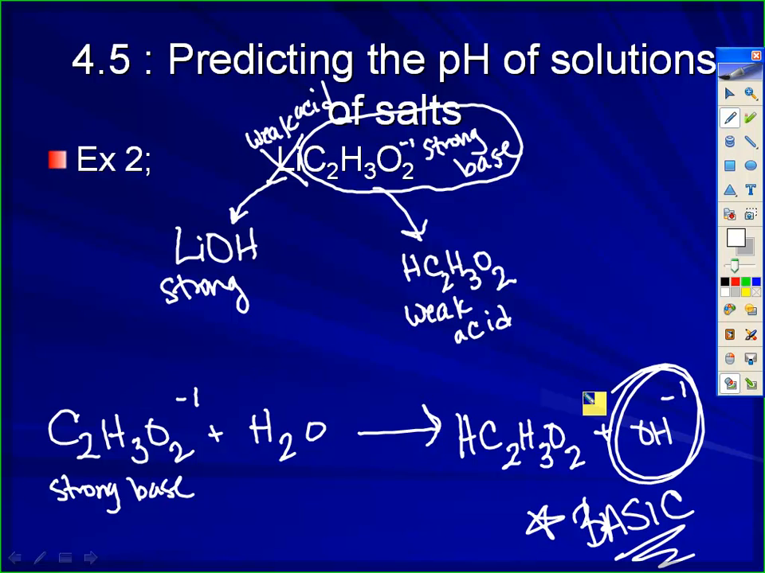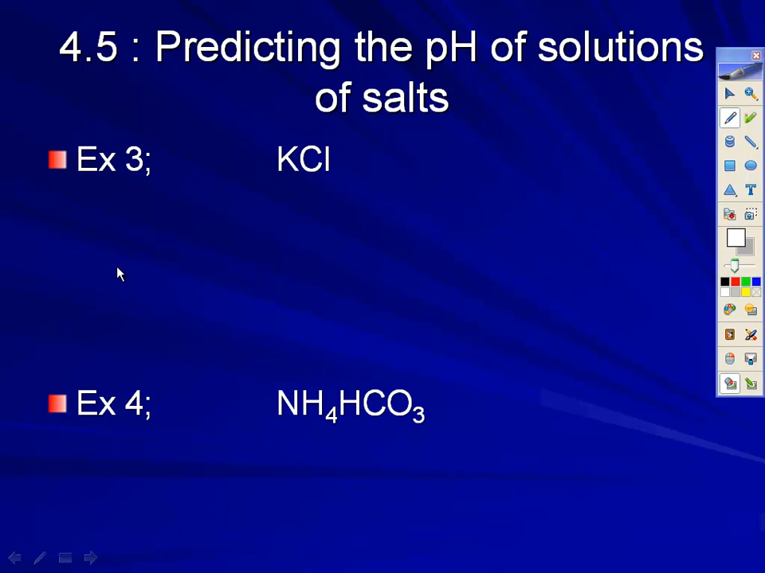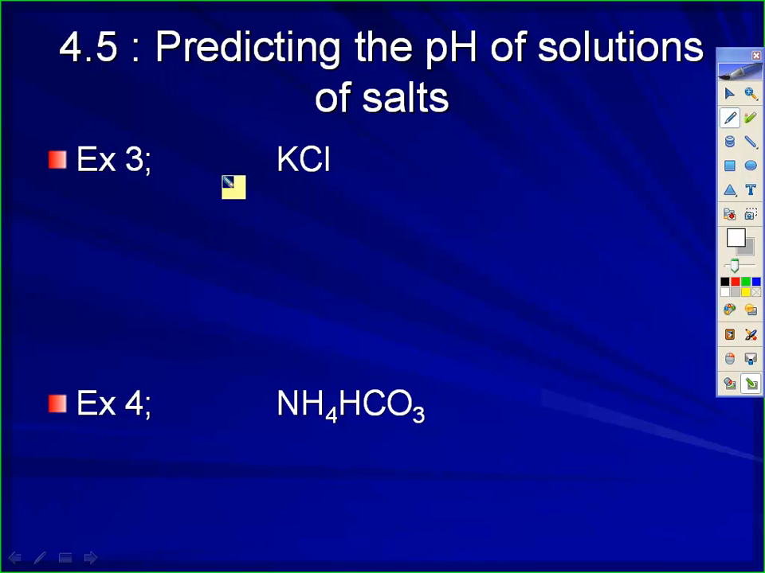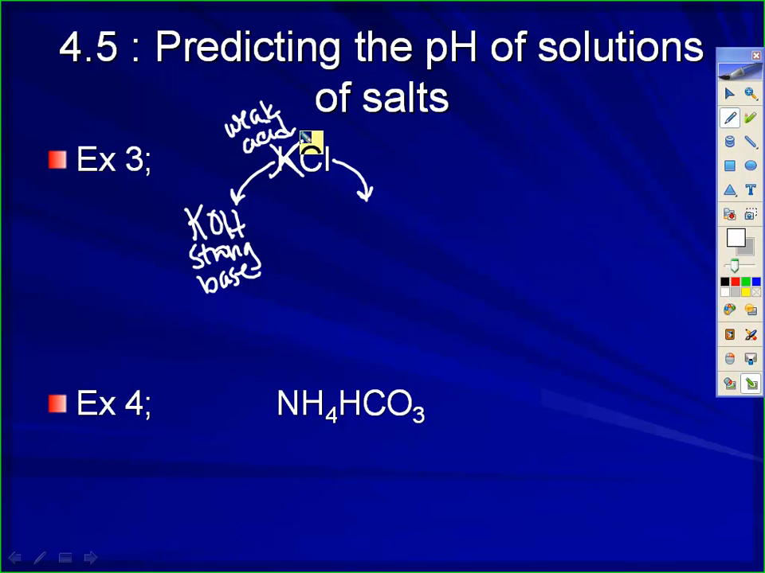Alrighty, see what else we got here. KCl. So once again, first step is to identify our parent acid and parent base. So K, being the cation, is from the base, so that parent base was KOH. That's a strong base, which means this is a weak acid. K plus 1 is a weak acid, so we don't need to worry about K.